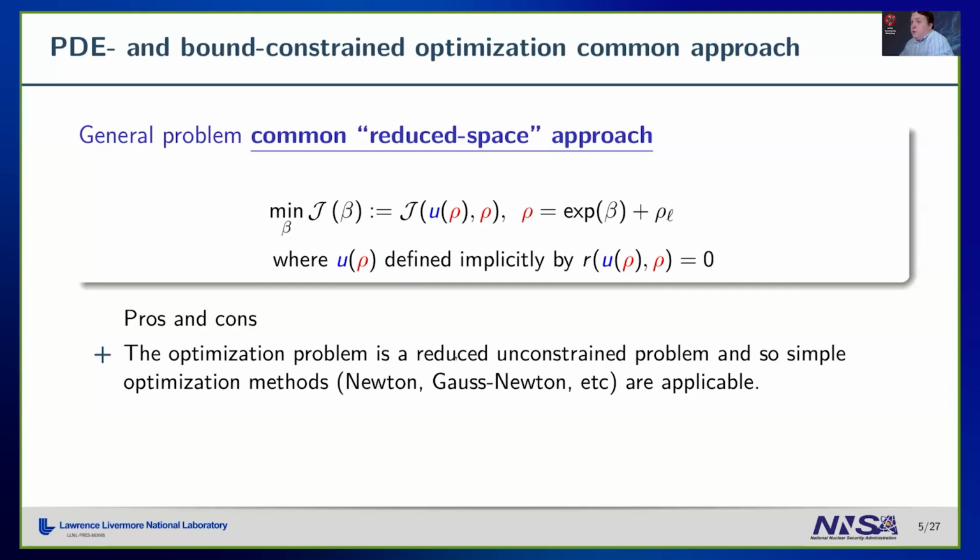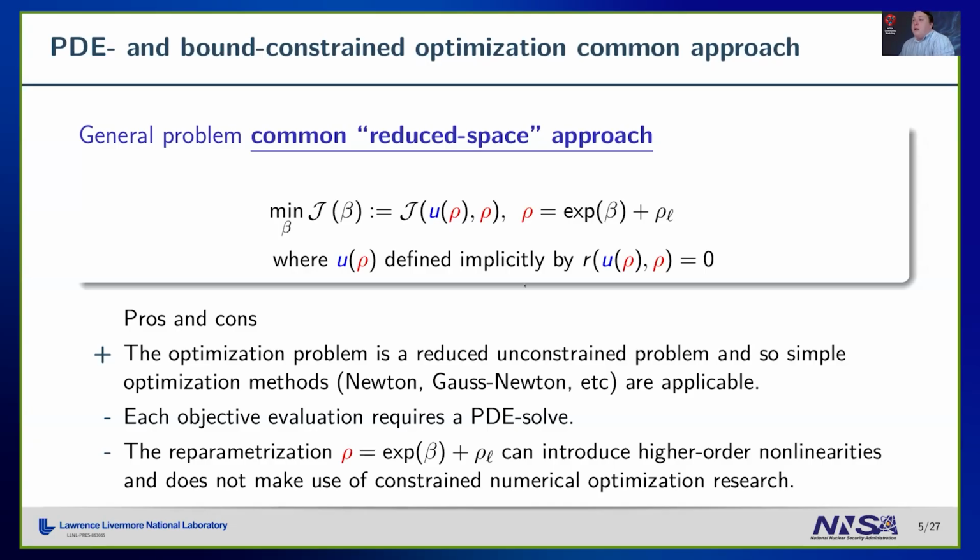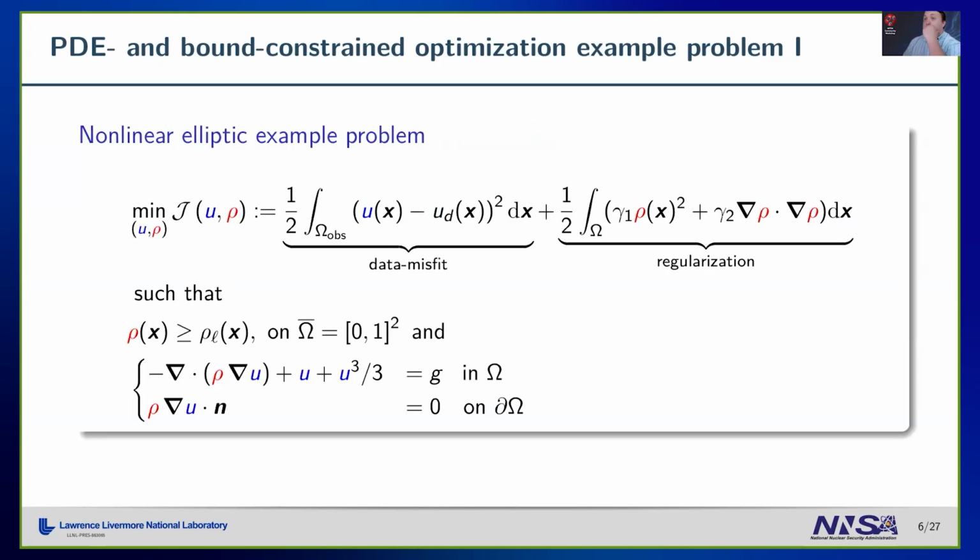One is now optimizing with, say, a smaller number of optimization variables, and also, since one has eliminated the constraint, simple optimization methods are applicable, just like Newton or Gauss-Newton. But as a con, each objective evaluation requires a PDE solve. To evaluate this objective for a given rho, I need to solve the PDE and determine U of rho. And also this reparameterization can introduce higher order nonlinearities that one may want to avoid.